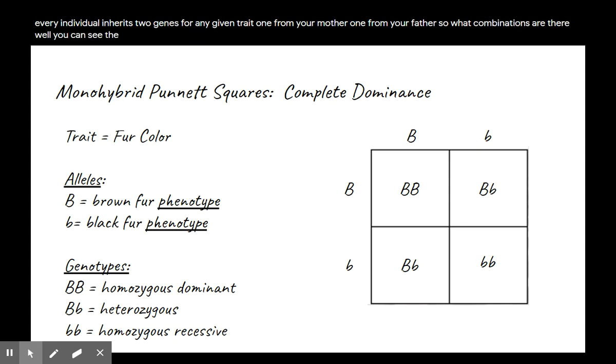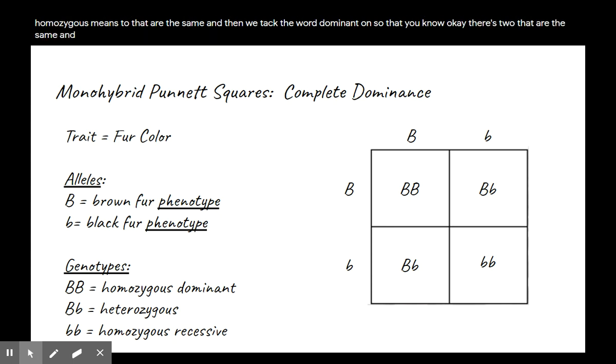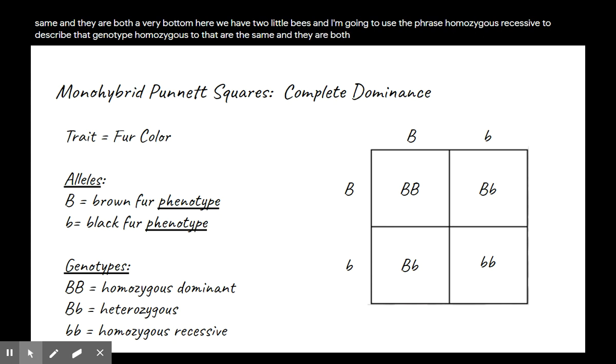Well, you can see the big B, and we're going to use terminology to describe that as homozygous dominant. Remember, homozygous means 2 that are the same, and then we tack the word dominant on so that you know, okay, there's 2 that are the same and they are both dominant. If you flip to the very bottom here, we have 2 little b's, and I'm going to use the phrase homozygous recessive to describe that genotype. Homozygous, 2 that are the same, and they are both recessive.